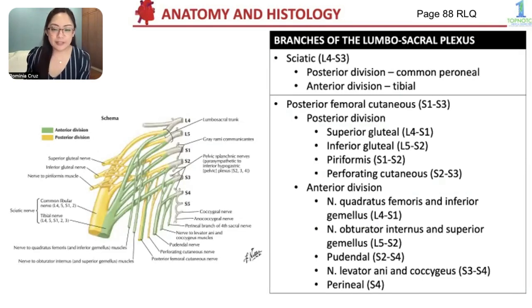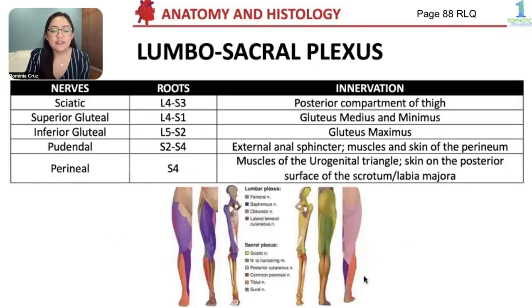And from this plexus would come your sciatic nerve, which is the largest nerve in the body, composed of your posterior common peroneal and anterior tibial parts. You also have several branches coming from the posterior femoral cutaneous nerve, which is divided into the posterior and the anterior division. Specifically, the sciatic nerve innervates the posterior compartment of the thigh or your hamstrings.